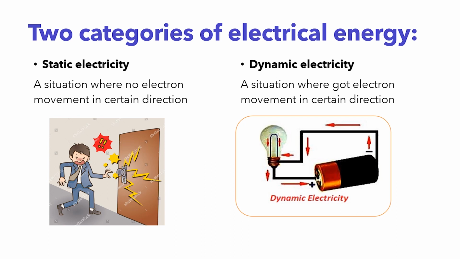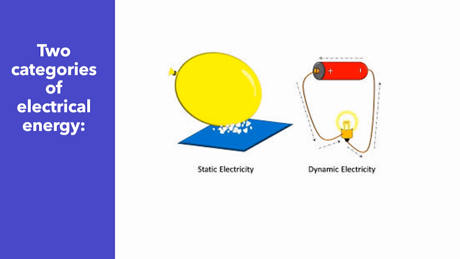Another one is dynamic electricity, a situation where there is electron movement in a certain direction. So for this, the simple circuit is a battery and a lamp. So dynamic electricity is the electricity that we use in our daily life. As you can see here, two categories. Static electricity is between the balloon and the paper. And then dynamic electricity is a source, which is the battery and the bulb, the simple light bulb. These are the two categories of electrical energy.